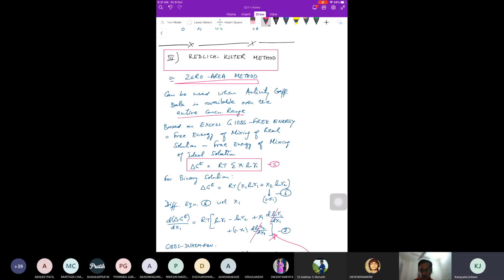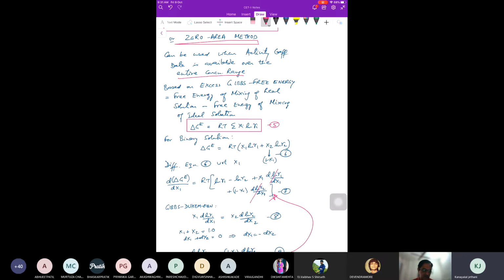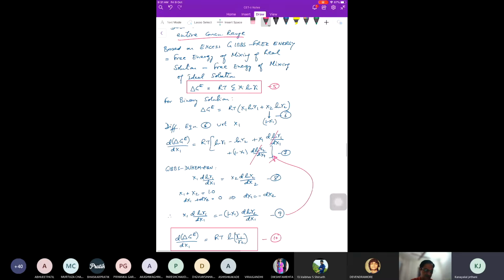It means between 0 to 1, there are many data points available. This is based on excess Gibbs free energy, which is nothing but the free energy of mixing of the real solution minus the free energy of mixing of the ideal solution. We had derived equation 5 before: delta G is equal to RT summation of xi ln gamma i. For a binary system, we can write equation 6, and substituting x2 equal to 1 minus x1, we get equation 7.